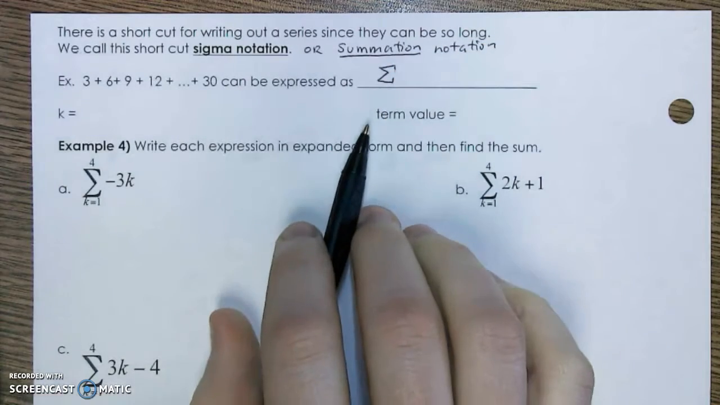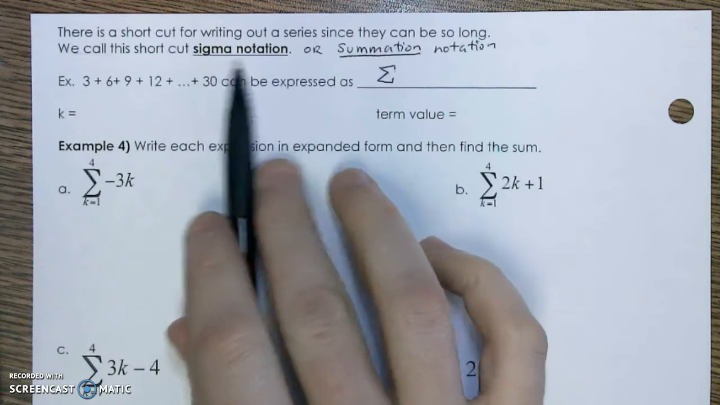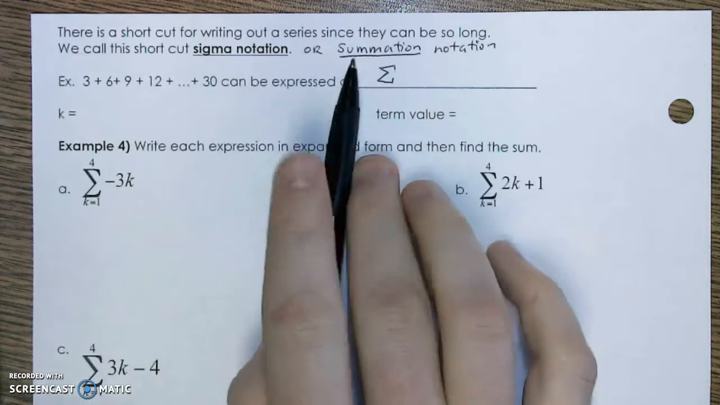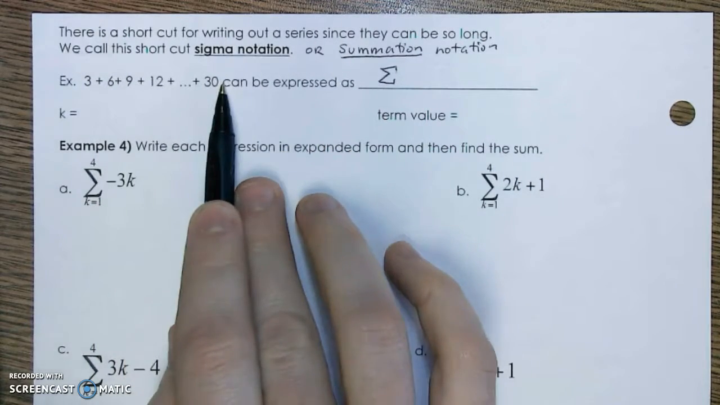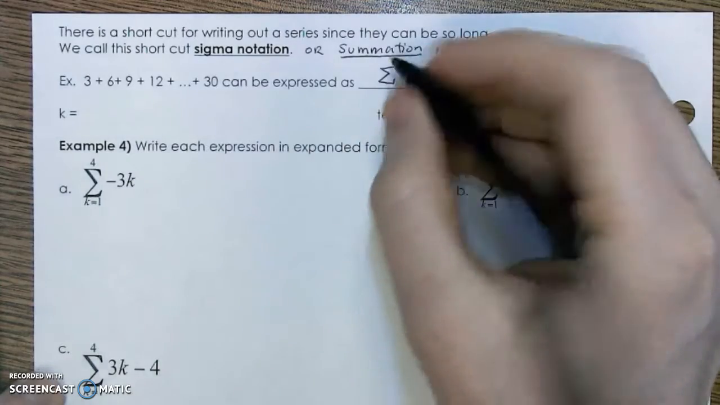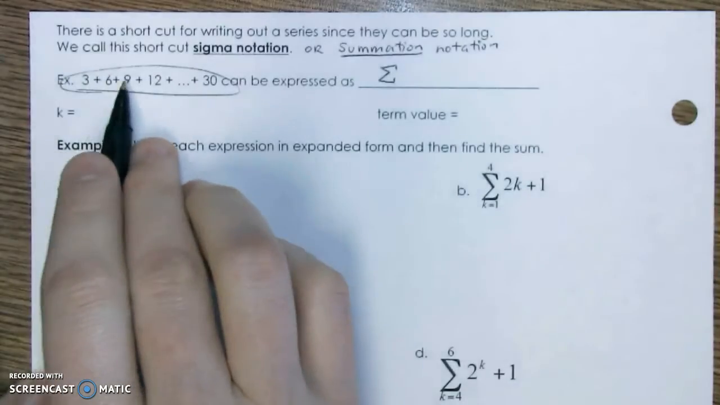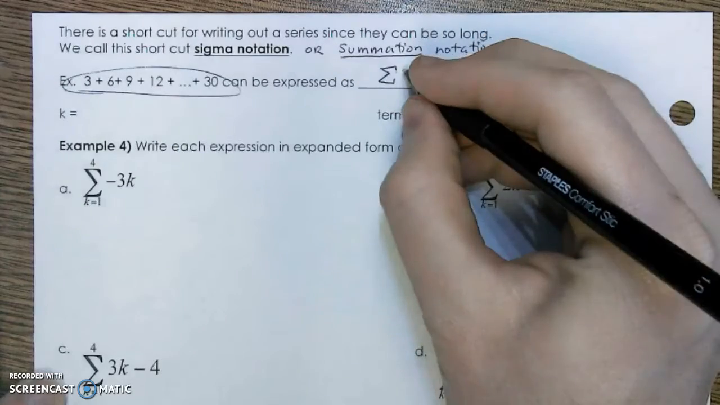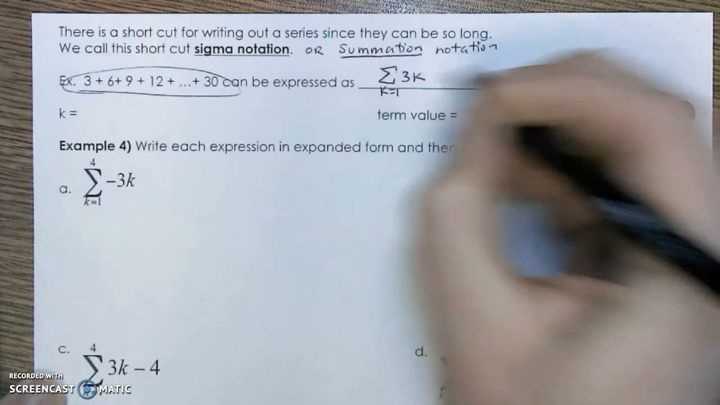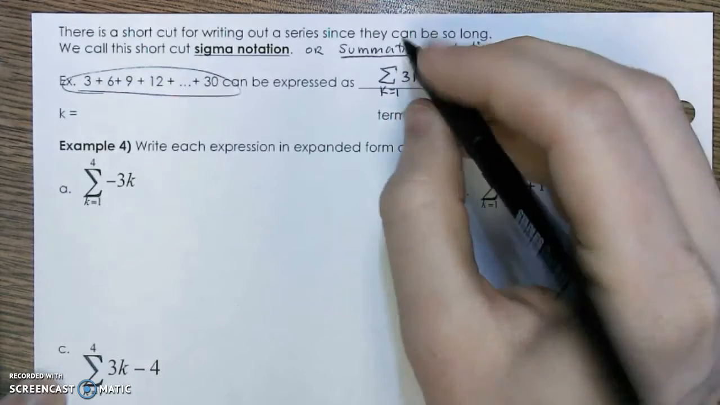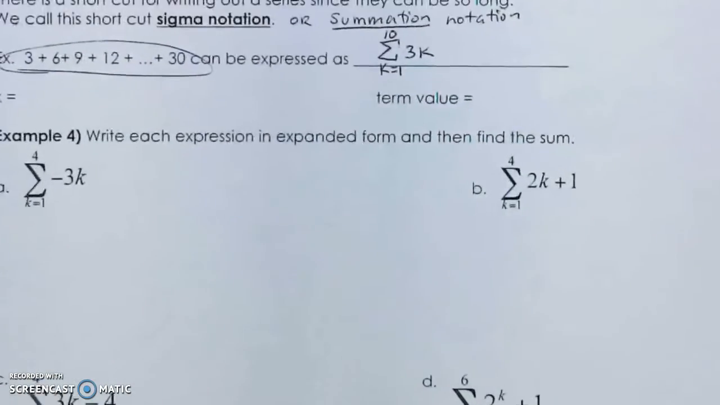This is the capital Greek letter sigma, and we would call this sigma notation, or sometimes summation notation, because we're expressing it as a sum. And for this series in particular, we see that we're multiplying by 3. So the rule would be 3k, and k equals 1 goes on the bottom, and then we put 10 on top. And why is it that?